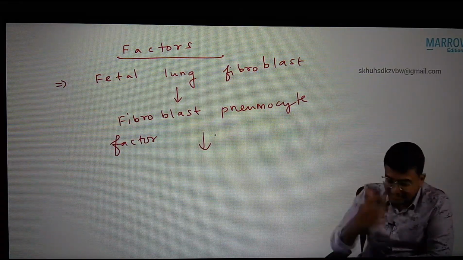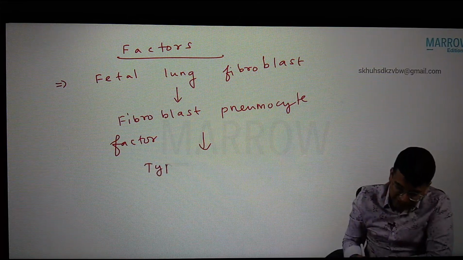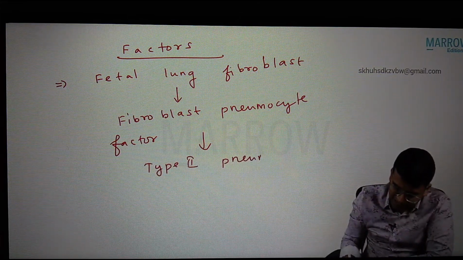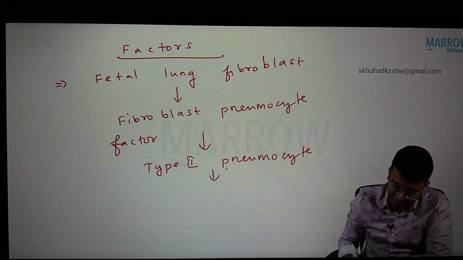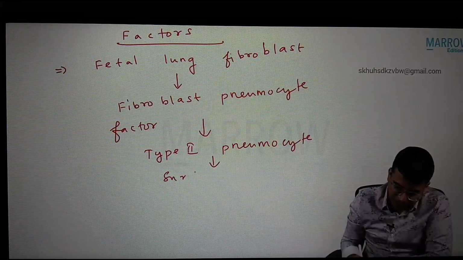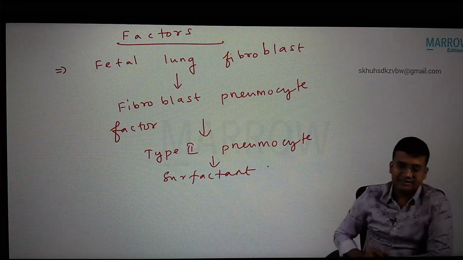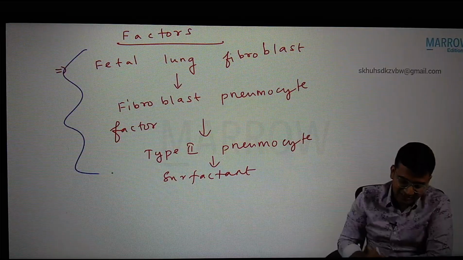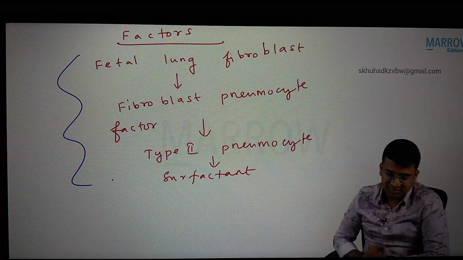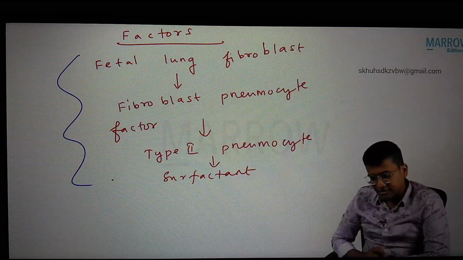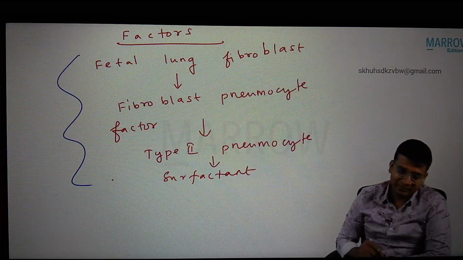Now, the fibroblast pneumocyte factor in turn stimulates type 2 pneumocytes. Type 2 pneumocytes are the cells which produce surfactant. It is a large cuboidal cell, the pneumocyte, and this is the cell which produces surfactant. Okay. Now, these are the factors involved in surfactant production. Fetal lung fibroblast stimulates the fibroblast pneumocyte factor, and that in turn stimulates the type 2 pneumocyte, and that will produce surfactant. Okay, right. So that's all about lung development. So by this, we are concluding the respiratory system development.